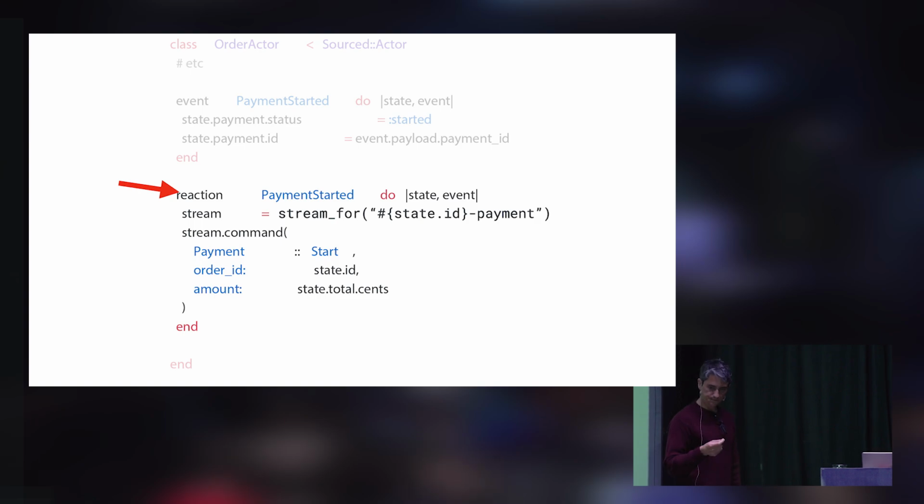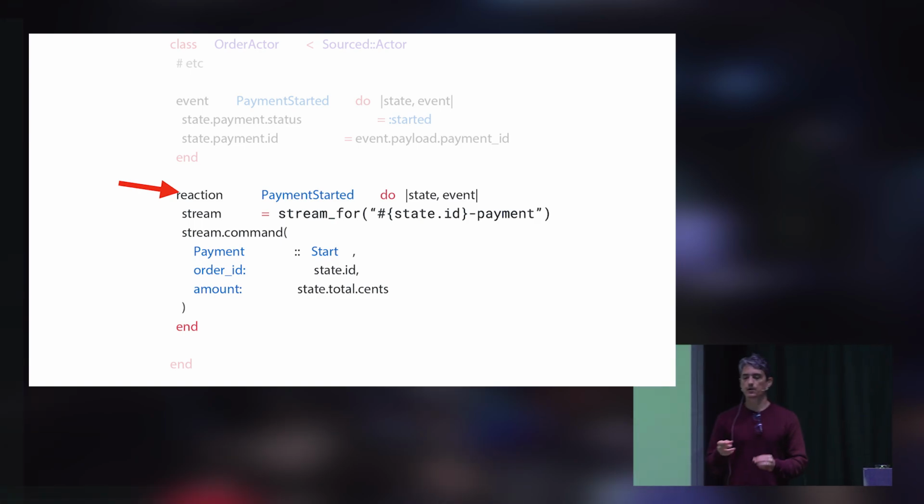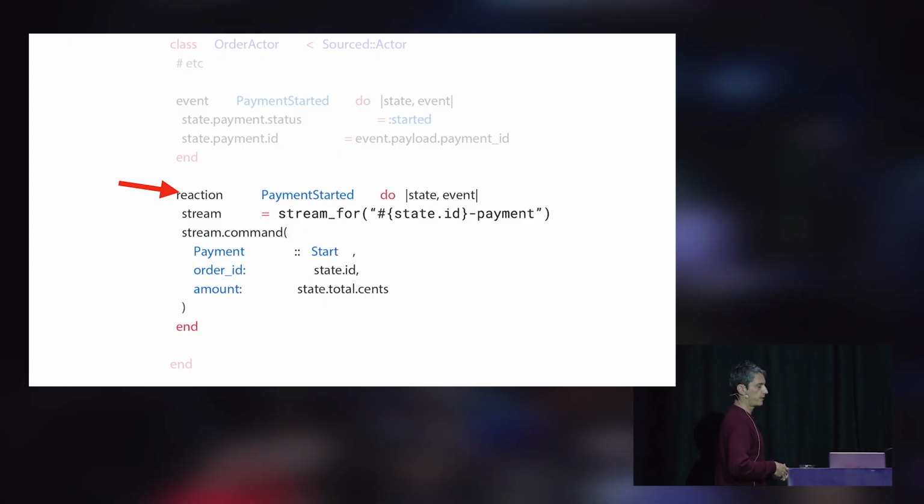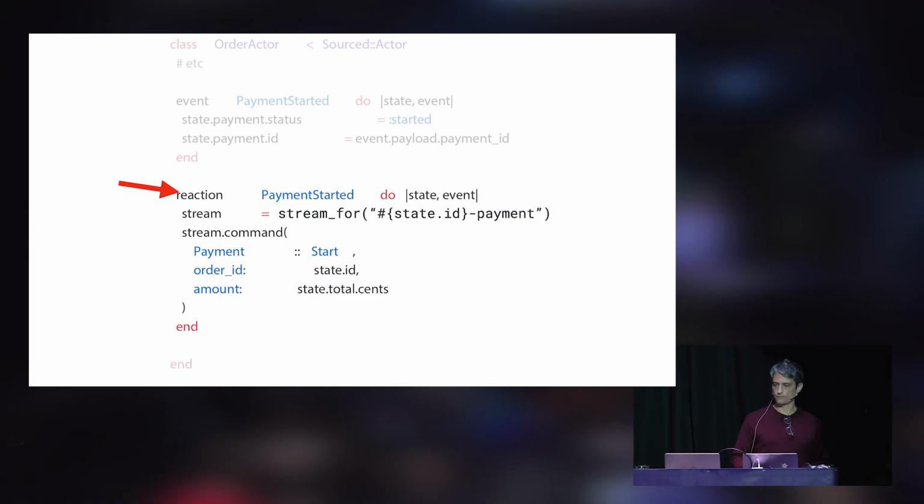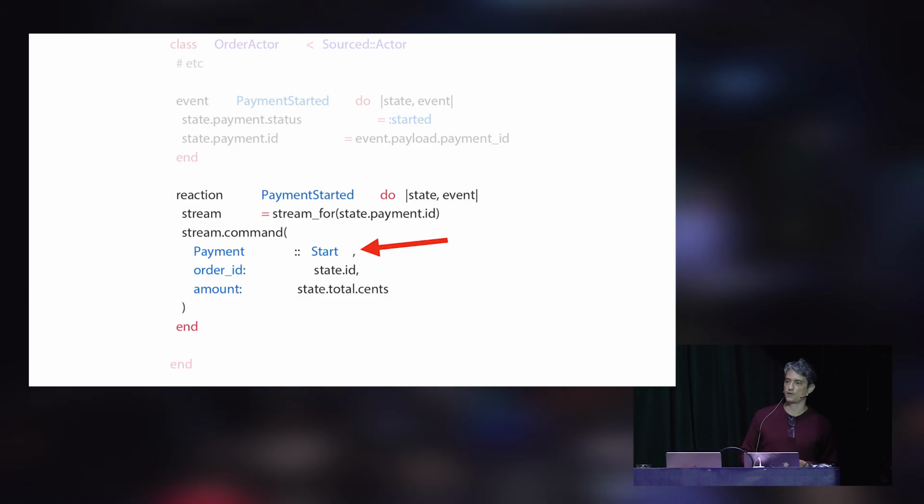And I have that little stream for helper, and here what I'm doing is I'm starting a new stream. And remember, streams are just strings, just identifiers. So here I'm just building my own stream identifier for that payment, the order ID dash payment, and I'm sending a command to it. And the runtime will automatically see that and start a new thread, basically, and start processing that command concurrently. That's the start command that I'm sending to a payment actor. It's a separate actor. And this is the payment actor.